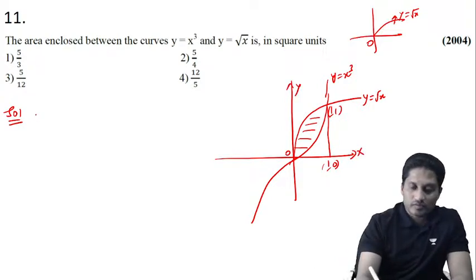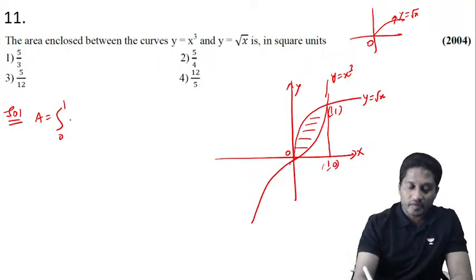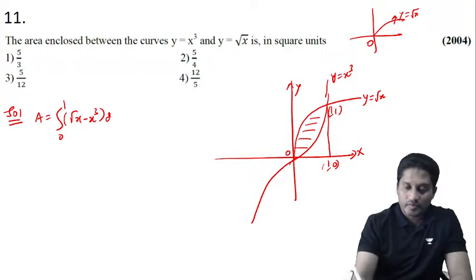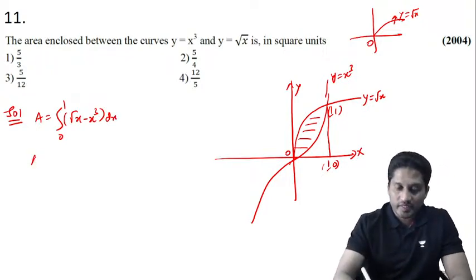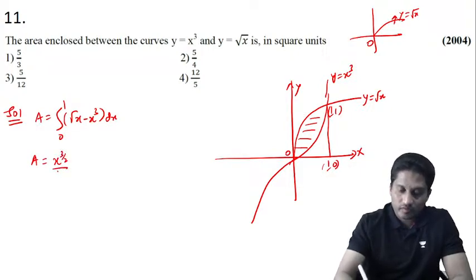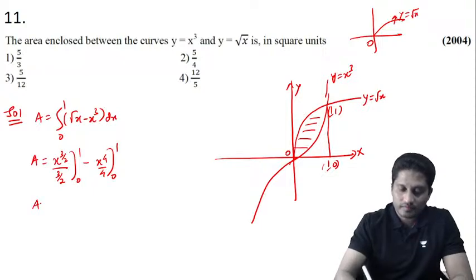Now area is equal to integral from 0 to 1, then you get a right parabola, that is root x minus x cube dx. So area is equal to integration of root x is x to the power of 3 by 2 divided by 3 by 2, between the limits 0 to 1, minus x to the power of 4 by 4, between the limits 0 to 1. That is 2 by 3, upper limit 1, lower limit is 0.